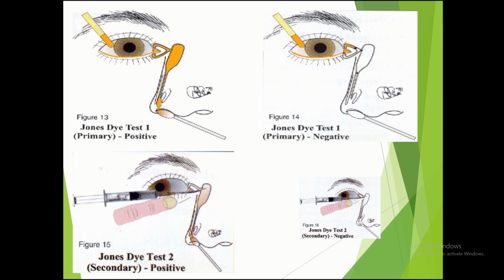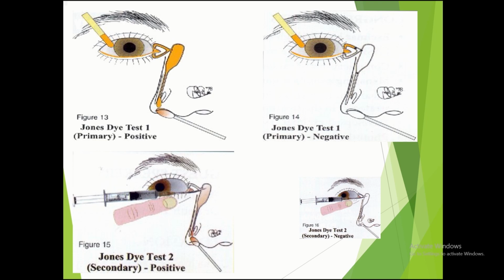In Jones dye test 1, you instill fluorescein, either using a sterile strip or a fluorescein drop, into the conjunctival sac, and you keep a swab, a cotton bud, at the level of the nose in the inferior meatus. If the cotton bud gets stained, then the Jones dye test is positive. If there is no staining of the cotton bud which is kept in the nose, then the Jones dye test is negative. And then you do the Jones dye test 2.